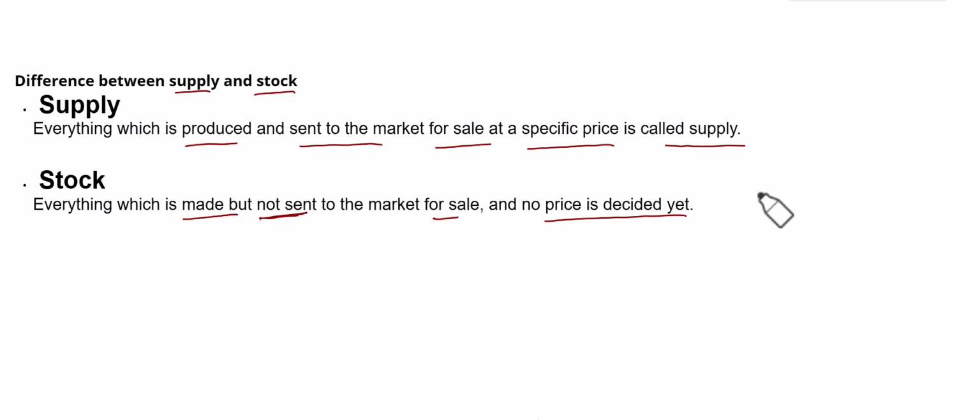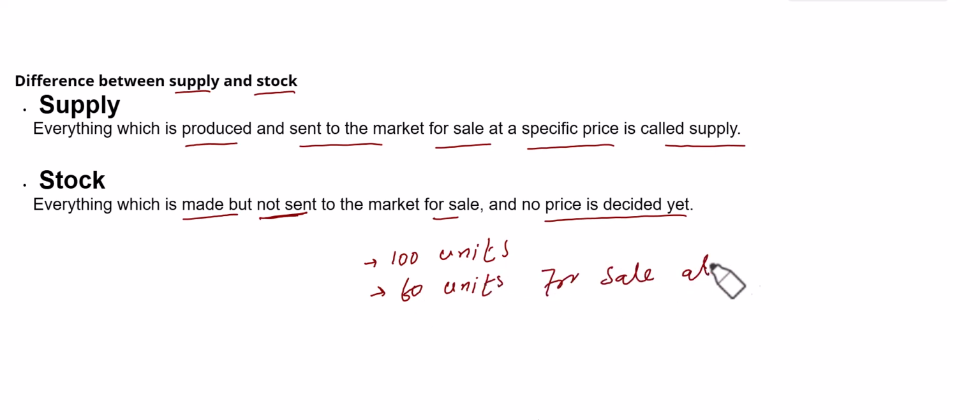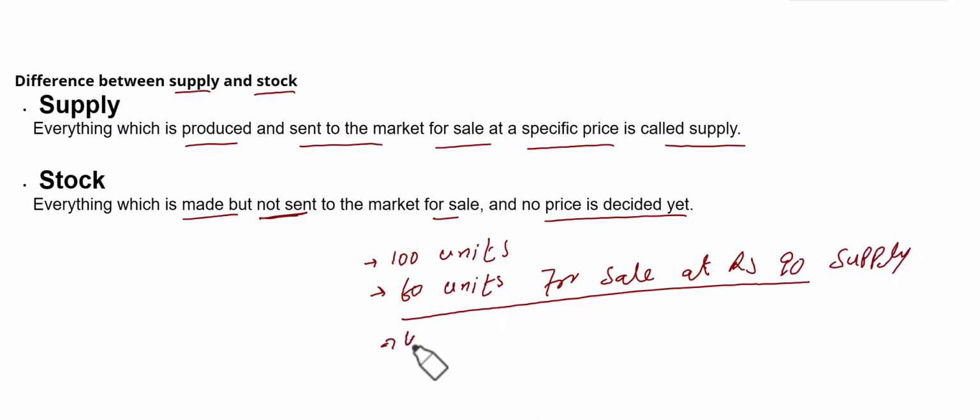For example, if a producer produced a total of 100 units, and out of those 100 units, he or she has sent, let's say, 60 units to the market for sale at rupees 90, then these 60 units are called supply, and the remaining 40 units are called stock, because these 40 units are not available in the market for sale and no price is decided yet for these 40 units.